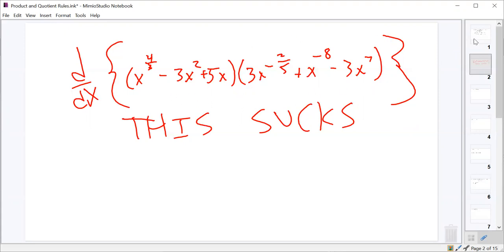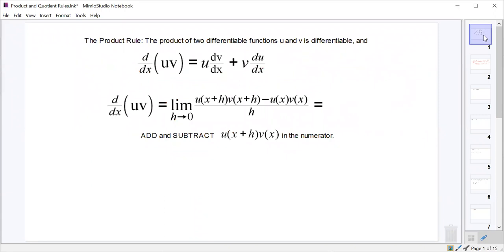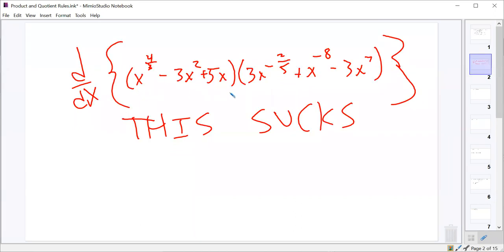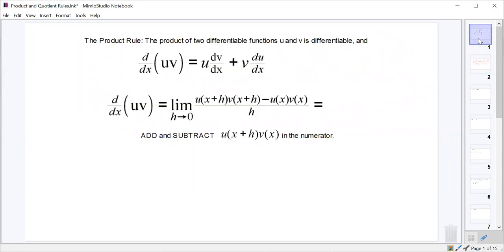Conveniently, there's this really great rule that we're going to derive and then use today called the product rule. The product rule is used when you have a multiplication of two different functions, like this is two different functions being multiplied together, to take the derivative. Because unfortunately, you can't just take the derivative of one and take the derivative of the other and multiply them together. It just doesn't work that way. It's very sad.